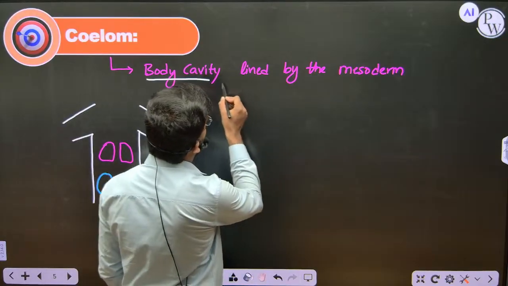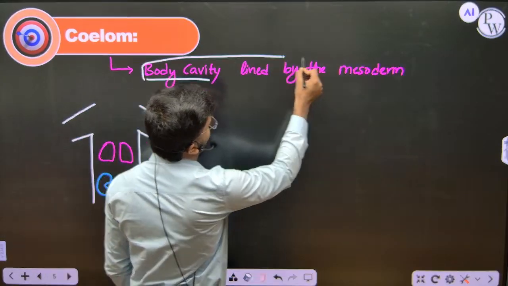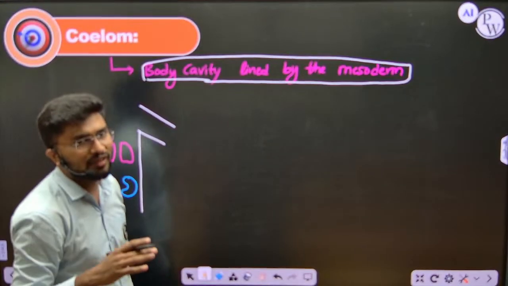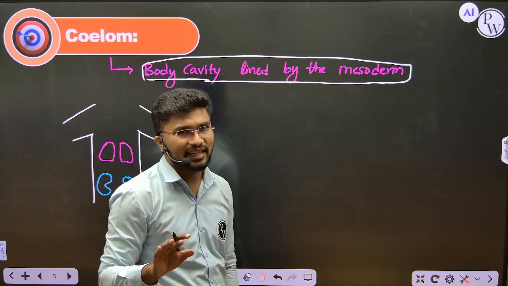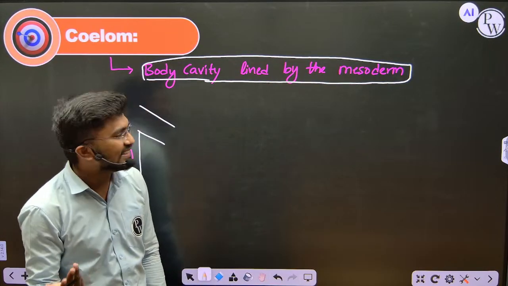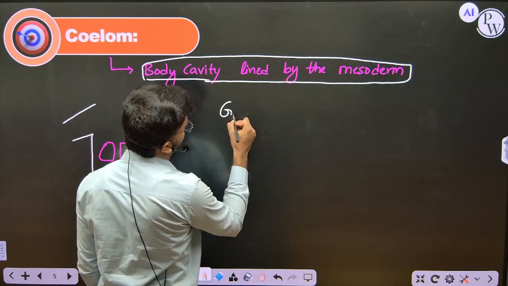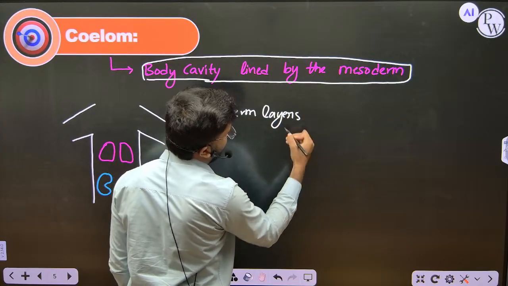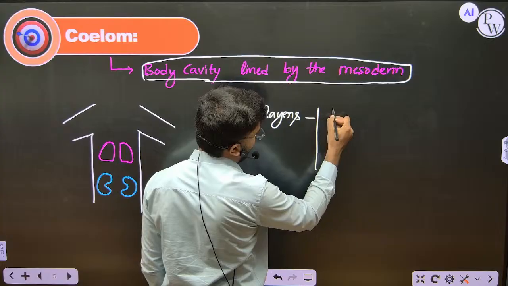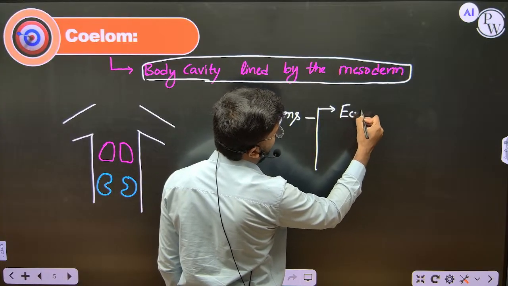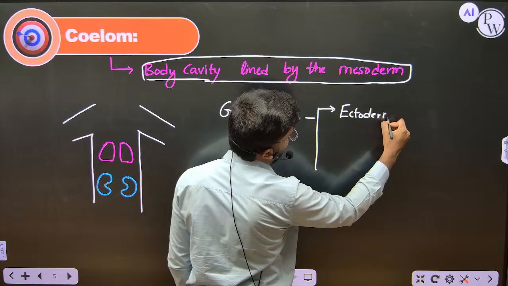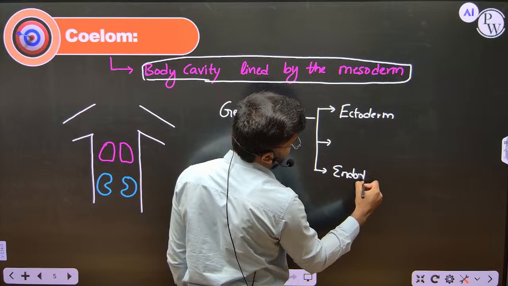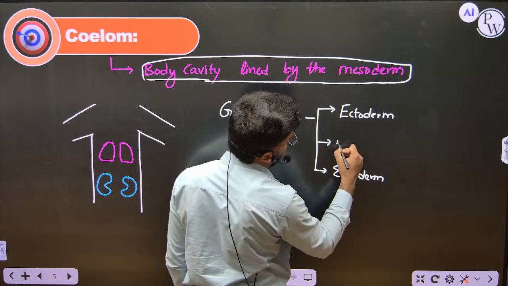Next, how is this coelom forming? We understand the definition of coelom, but we want to know how it forms. I hope you are familiar with diploblastic and triploblastic animals. In the previous class we studied germ layers. How many germ layers are there? There are three. The outer layer is called ectoderm, the inner layer is called endoderm, and the middle layer is called mesoderm.